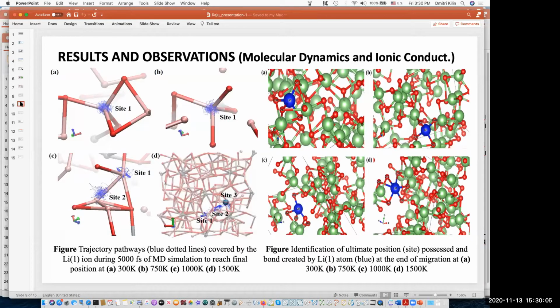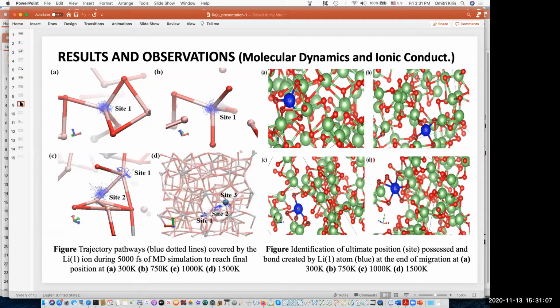As well, at 750 Kelvin, it also occupies a tetrahedral site, but when we increase the temperature to 1000 Kelvin, it makes a jump and changes its position to a neighboring position. Still, it is in a tetrahedral site. But when we increase the temperature further to 1500 Kelvin, the final position it reaches is an octahedral site, because you can see there are 6 atoms connected. Actually, there are 8, but because of the picture, you cannot see the other 2. So it occupies the octahedral site at the end of the 1500 Kelvin simulation.